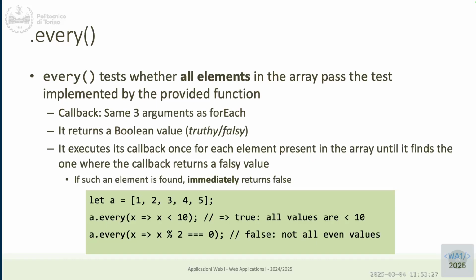And how do I specify the property? I specify the property by defining a callback that will check for the property itself. So every will iterate over the elements, call the callback for each of them, check whether the callback returns true or false, and if all of them return true, it returns true. The general value will be true. If at least one of them returns false, then the general value will be false. And in this case, it will interrupt the iteration. At the first false element, it will return false, and there's no reason of going forward.